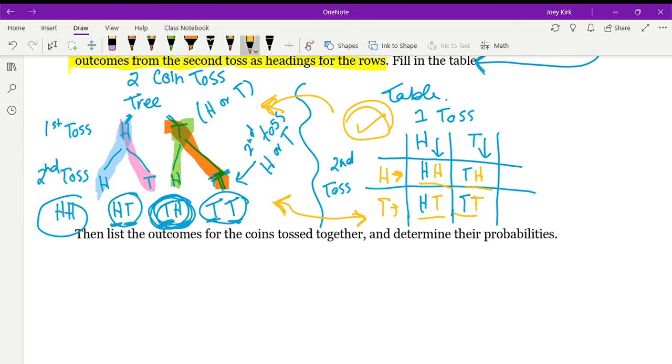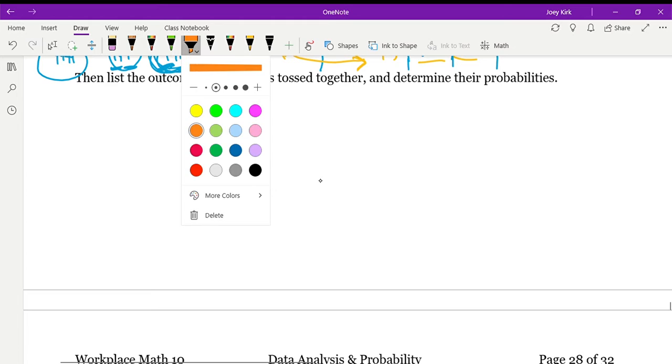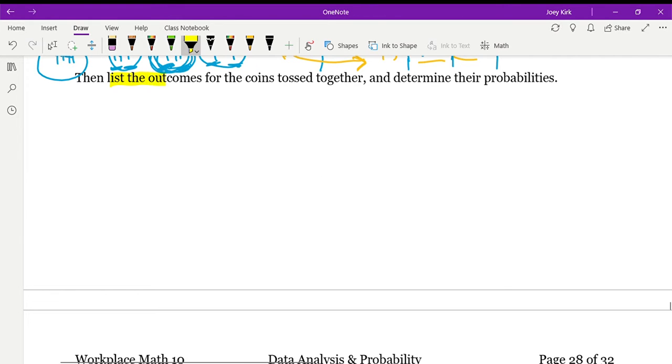Now, it's asking us to list the outcomes. List the outcomes for the coins tossed together and determine their probabilities. Okay, so now we have to list all of our outcomes, and I kind of already did that. We figured out most of the outcomes, but we realized we could have heads and then heads. We could have heads and then tails. We could have tails and then heads, or we could have tails and then tails, right? So this is 4 outcomes.